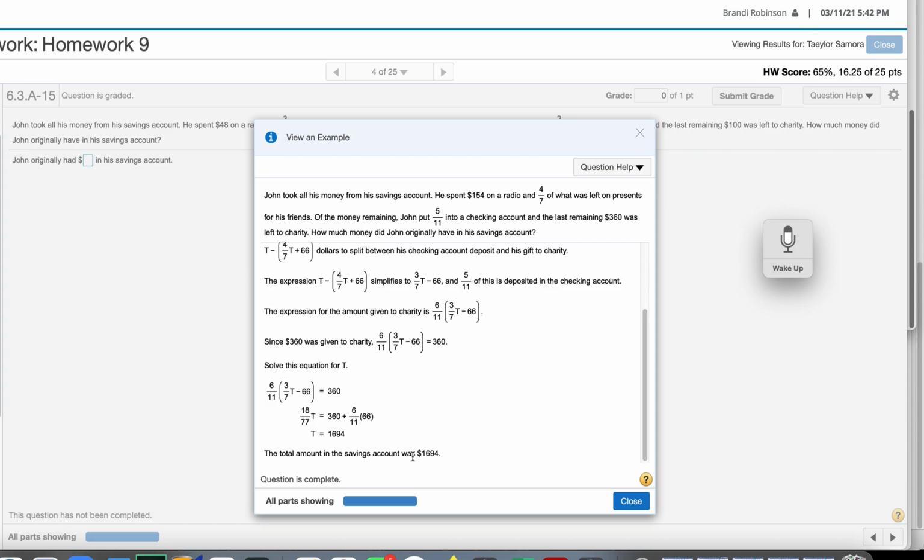There's a lot of steps that have to happen and a lot of expressions. You have to really wrap your head around the fact that he's spending money, so T is what he starts with, and then we have to start creating those expressions for everything that he's spending out of his account.